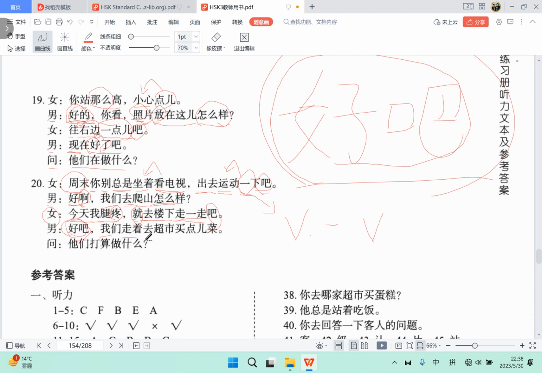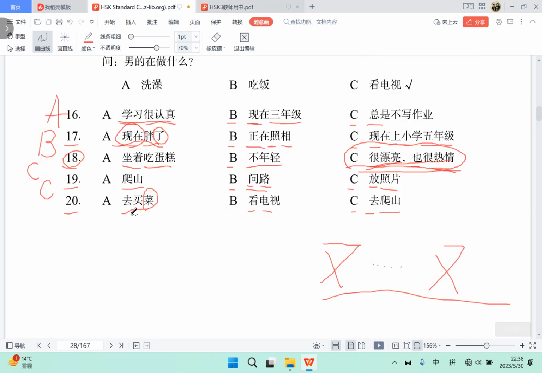So 我们走着去超市买点菜吧. 去超市, to go to the supermarket, and how do we go to the supermarket? Walking. 买点菜吧, so to do some grocery shopping, to buy some food. And 点 here describes how much they are going to buy, a little, not too much. So the question is 他们打算做什么? What are they planning to do? 他们去买菜, to do the shopping. Okay, we choose C.